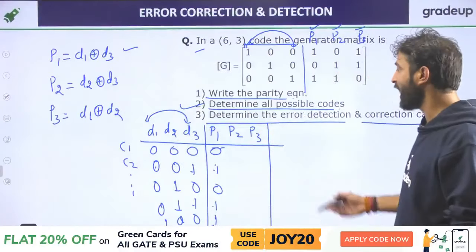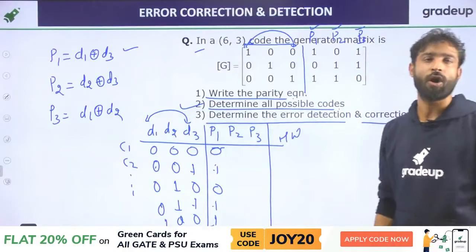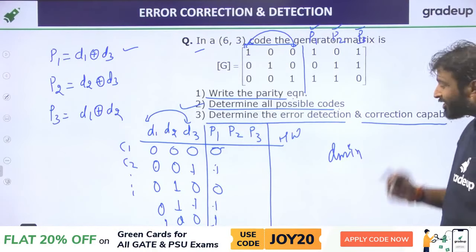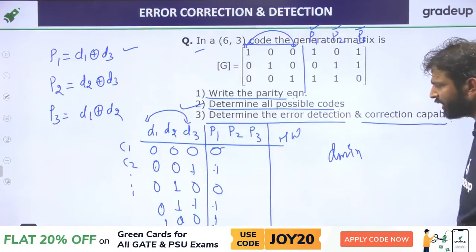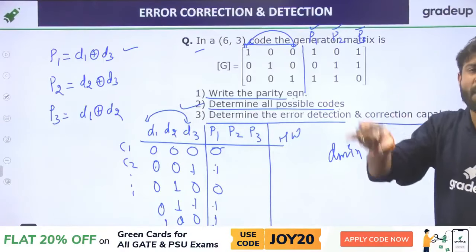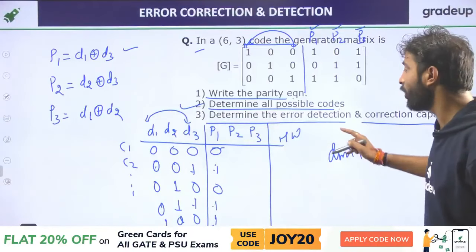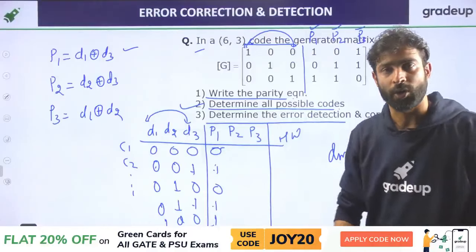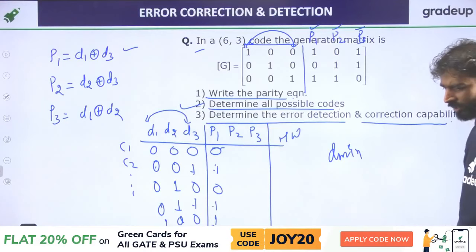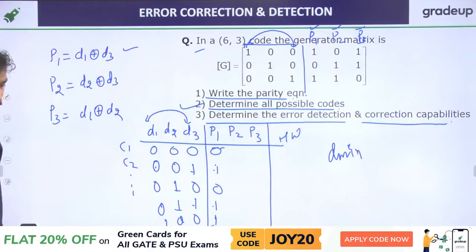And what about the Hamming weight? Hamming weight is the total number of 1s present in the code. And what about the D minimum? D minimum is the minimum value of Hamming weight, excluding the all-zero code. So if you find the D minimum after forming the table, you will get the answer. Everybody just solve this in your copy. What is the D minimum for this question?